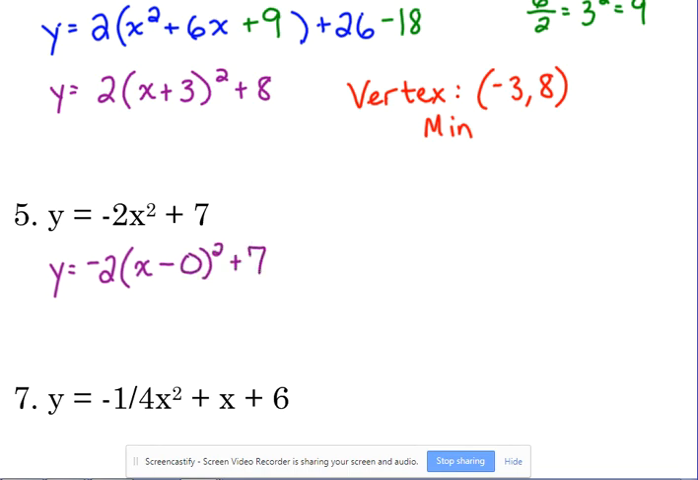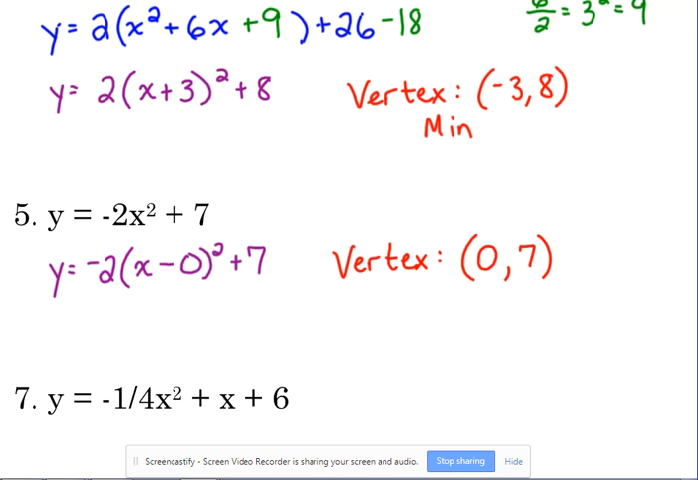I could just write this as -2 parentheses x minus 0 squared. X minus 0 squared is the same as x squared. Okay, but now it's technically in vertex form. Technically it was before, but it looks more like vertex form. So it's easier to see, oh, well, the x-coordinate of my vertex is 0. The y-coordinate is 7.